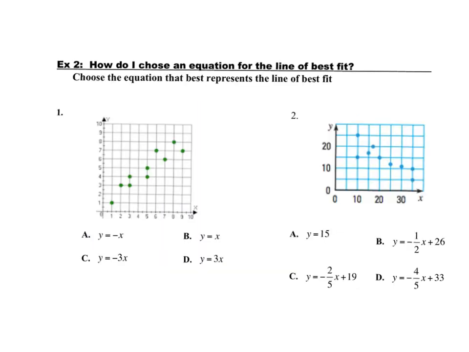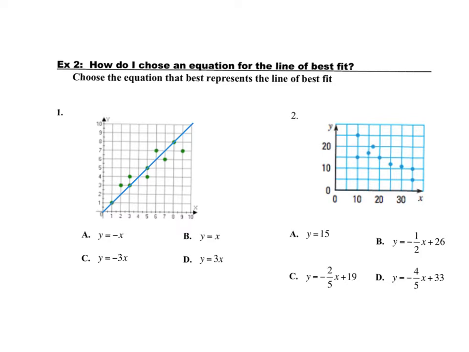All right, so example 2, how do I choose an equation for the line of best fit? Sometimes you're going to be given choices for finding the line of best fit. And so the first thing you want to do is place the line of best fit by drawing the line that's going to go right there in the middle, the best you can, between all the data points. All right, so I've placed the line of best fit.